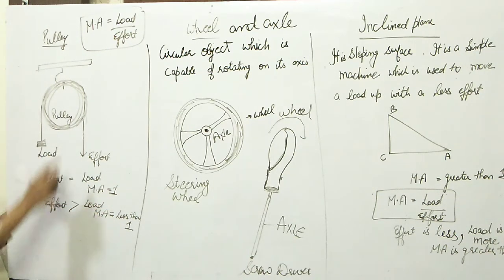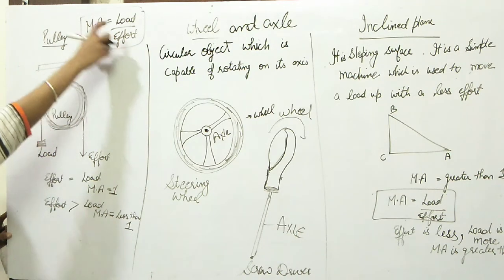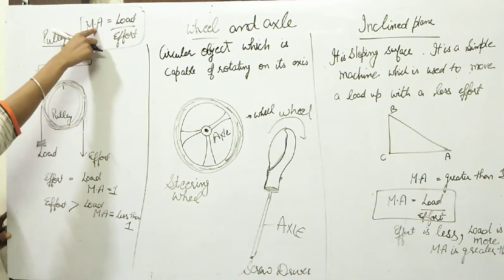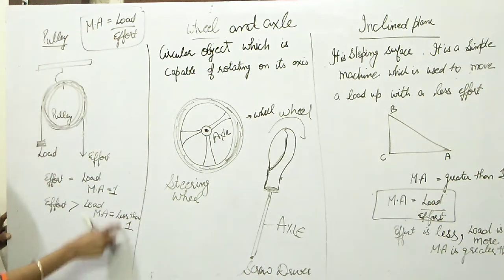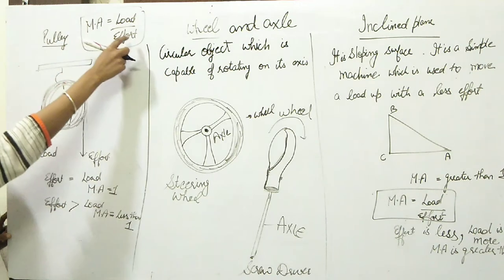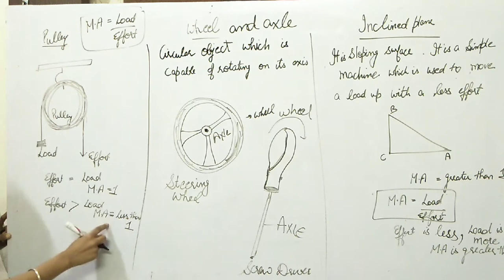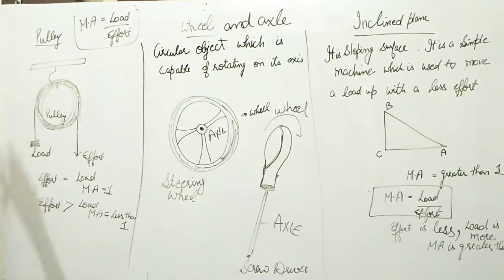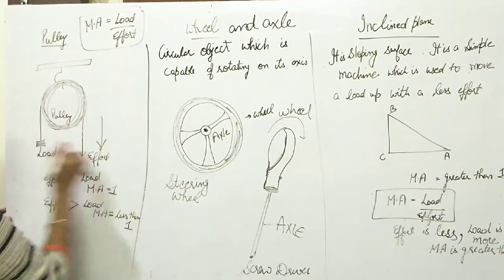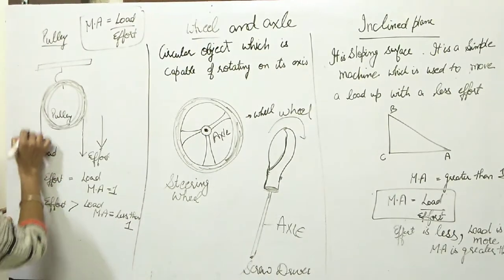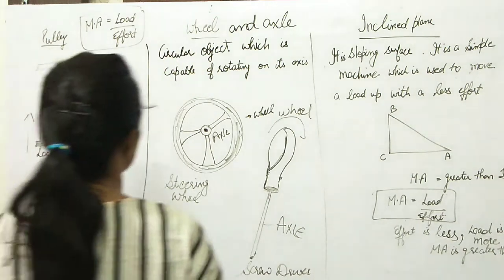But if the effort is more, in the lower portion, the mechanical advantage will be less than 1 because it is inversely proportional. Effort is more, the mechanical advantage is less than 1. So here the effort is applied in the downward direction, and the load, an object, will be pushed up in the upward direction. Next is the wheel and axle.